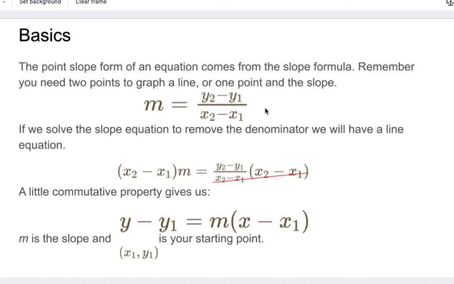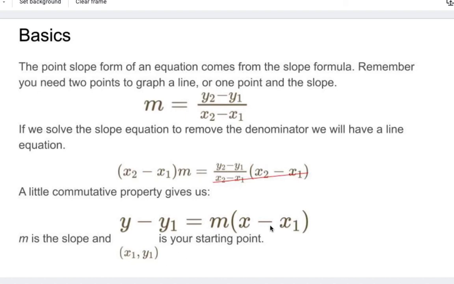To change this to a line equation, all we're going to do is multiply both sides by the denominator, which will cancel that out and leave us with y minus y1 equals the slope times x minus x1. We know we need a slope and a starting point to graph a line. Well, now we still have the slope, and x1, y1 is our starting point.